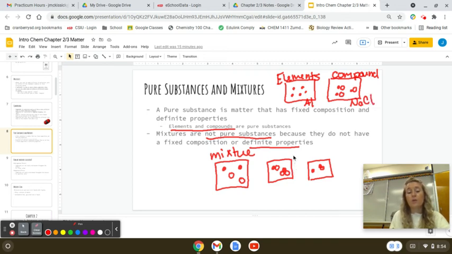Okay, so elements and compounds are pure. You need to make sure you know that. And mixtures are not pure because of the differing compositions. Okay?